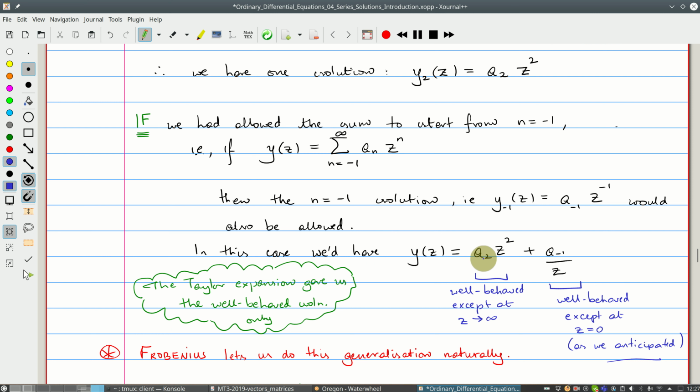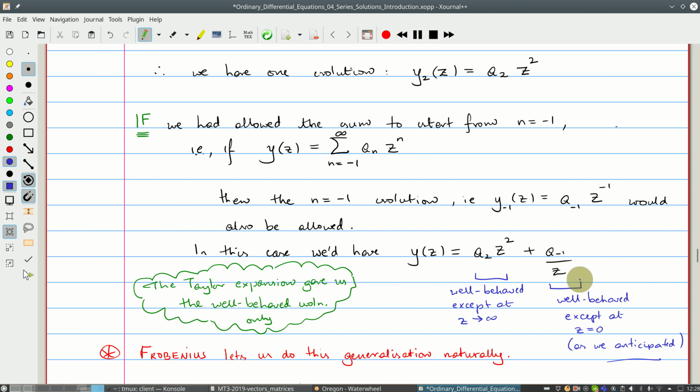Now this first solution is well behaved, except as z tends to infinity. The second solution is well behaved except at z equals 0. And we kind of anticipated that something would happen at z equals 0, and this is the singular solution. So the Taylor expansion gave us the well-behaved solution only. It did not give us the singular solution, and we had to modify the Taylor expansion to get it. This is what Frobenius lets us do naturally.